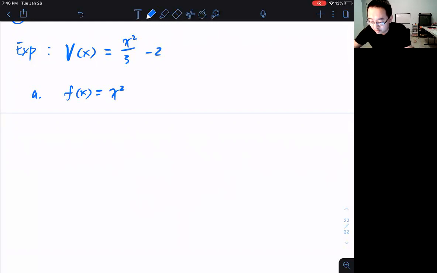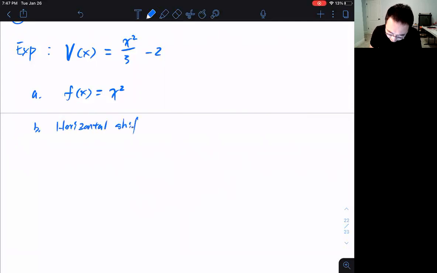Now the question is, what did v of x do to the poor f of x equals x squared to make it look all weird? Now let's see, first of all, is there any horizontal shift? The answer is no. Otherwise, it would be x minus something squared. Here, it is still just x squared by itself, no shift horizontally.